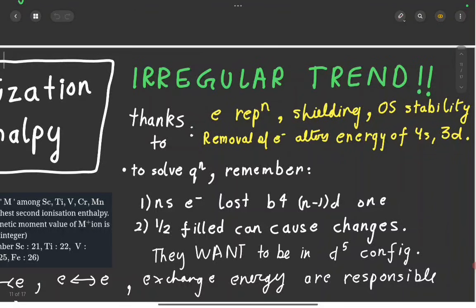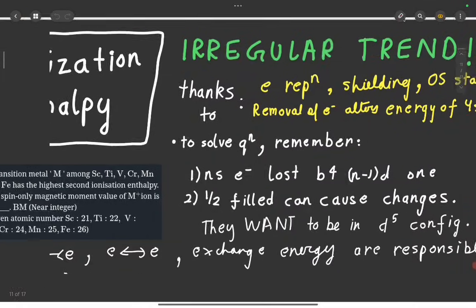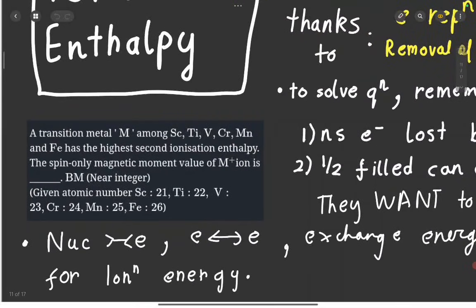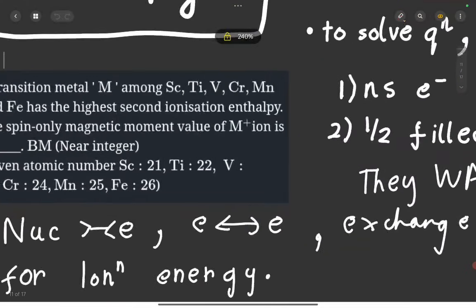And the main point is that if you remove an electron, it alters the energy of the two subshells in question, and they can always go on top of each other or bottom of each other. Maybe they can be degenerate also. So this irregular trend is followed. But this hasn't stopped our dear agency from asking questions from ionization enthalpy. So I have attached a sample question here.